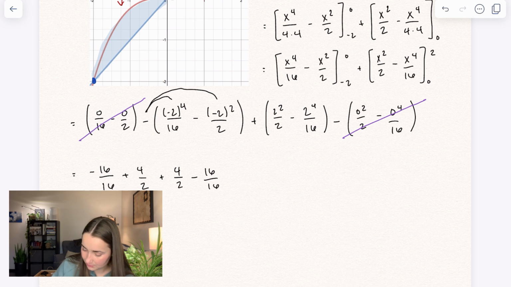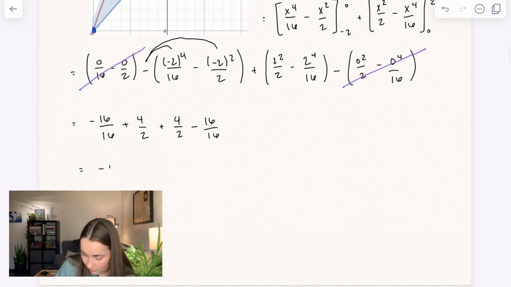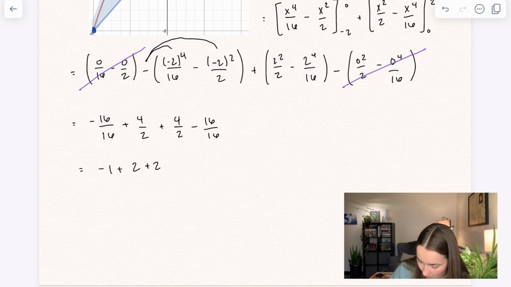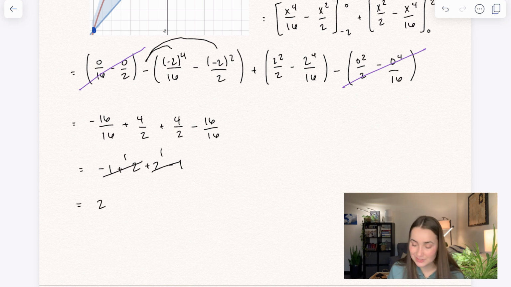So here we can go ahead and simplify them, or you could have right away. -1 plus 2 minus 1. And so here that becomes a 1, and this also becomes a 1. So we get 1 plus 1 is equal to 2. And that right there is going to be our final solution.